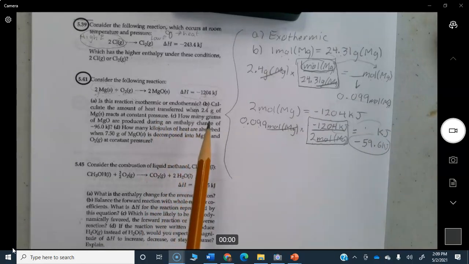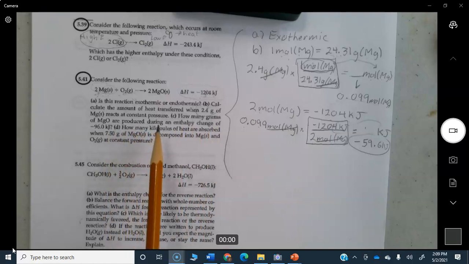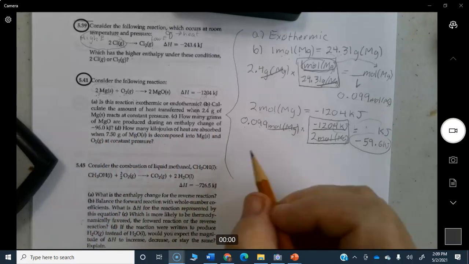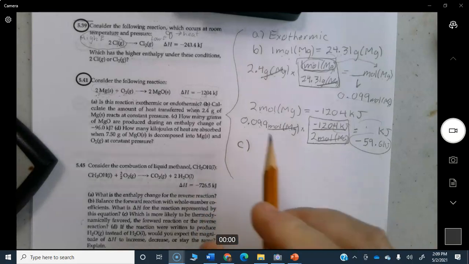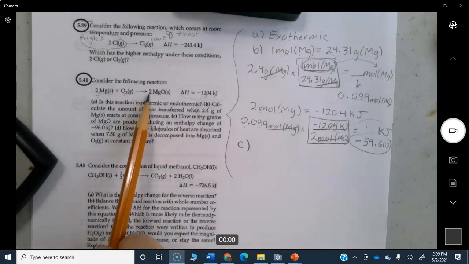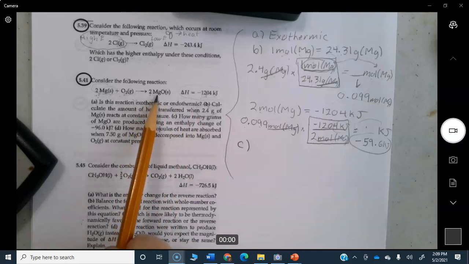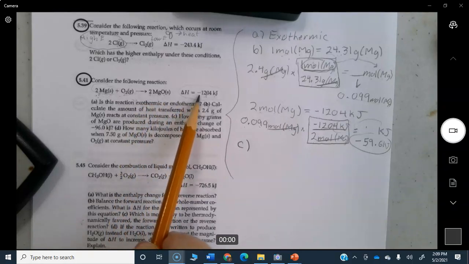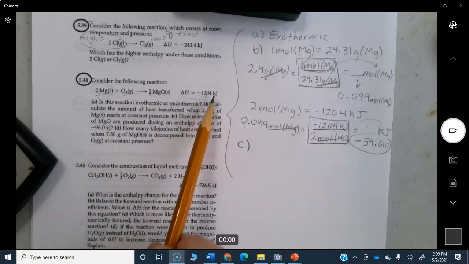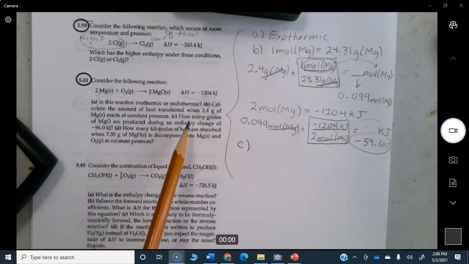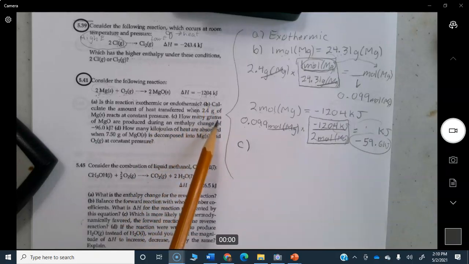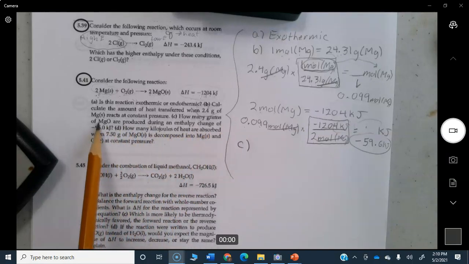Now see, how many grams of MgO are produced during an enthalpy change of negative 96 kilojoules. Okay, so let me go ahead and write C down here. So it says that if you produce 2 moles of magnesium oxide, that will give off 1,204 kilojoules of heat. They're asking, how many grams of MgO are produced if it gives off 96 kilojoules of heat.